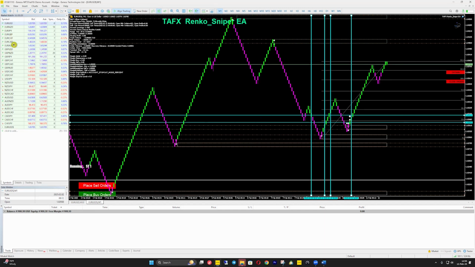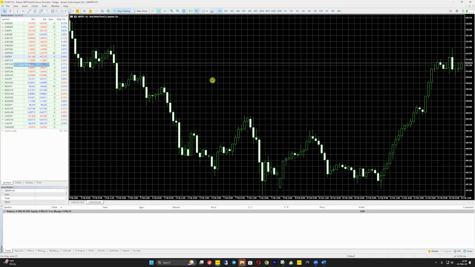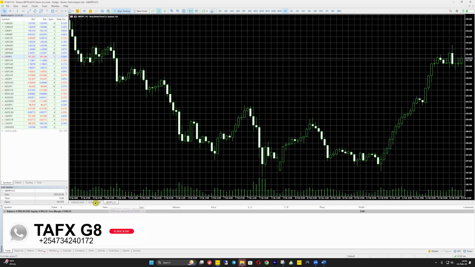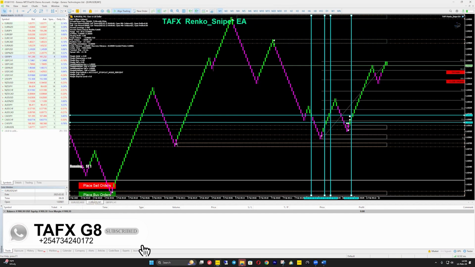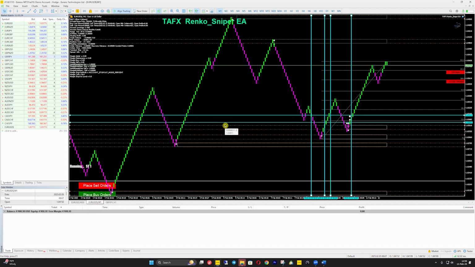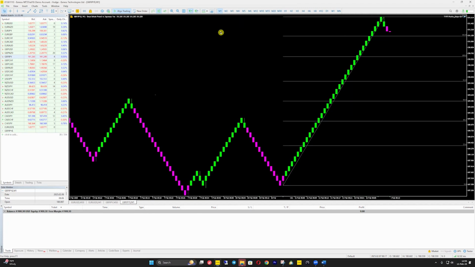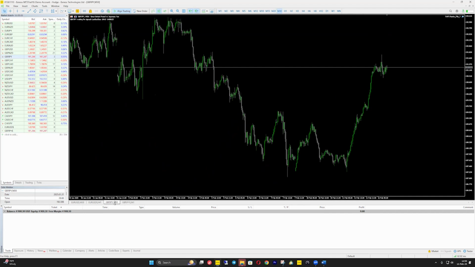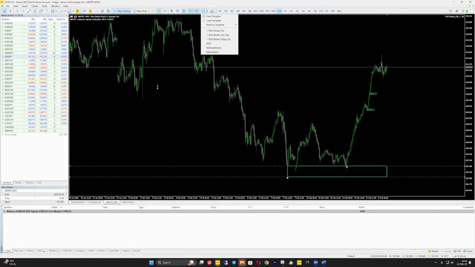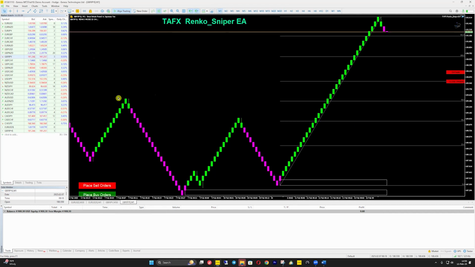Now, let us move to another pair. Let's go to GBP JPY. For example, here we have seen that they have given us 44 points. Does that mean every pair is equal? Does the stock market give the same price for all pairs? When we are working with the automated one here, remember, it will detect what is happening in the stock market.